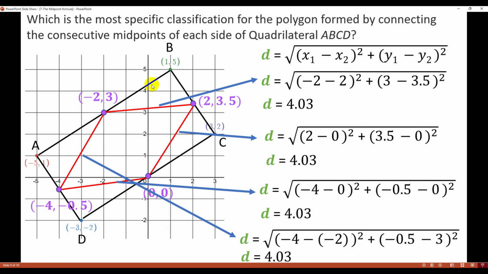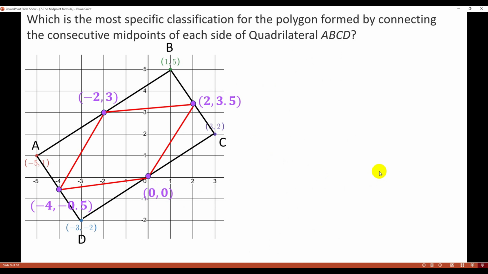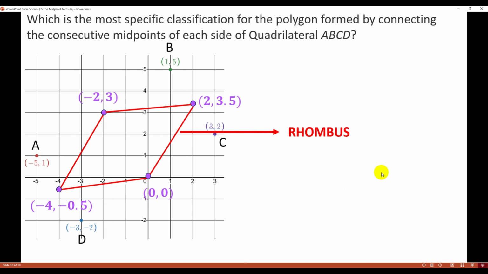So we see that all four sides of this quadrilateral are congruent, are the same. Therefore, we can conclude that this quadrilateral is a rhombus. The reason why it's not a square is because these angles, obviously, just by looking at them, are not 90 degrees. So it's a rhombus.